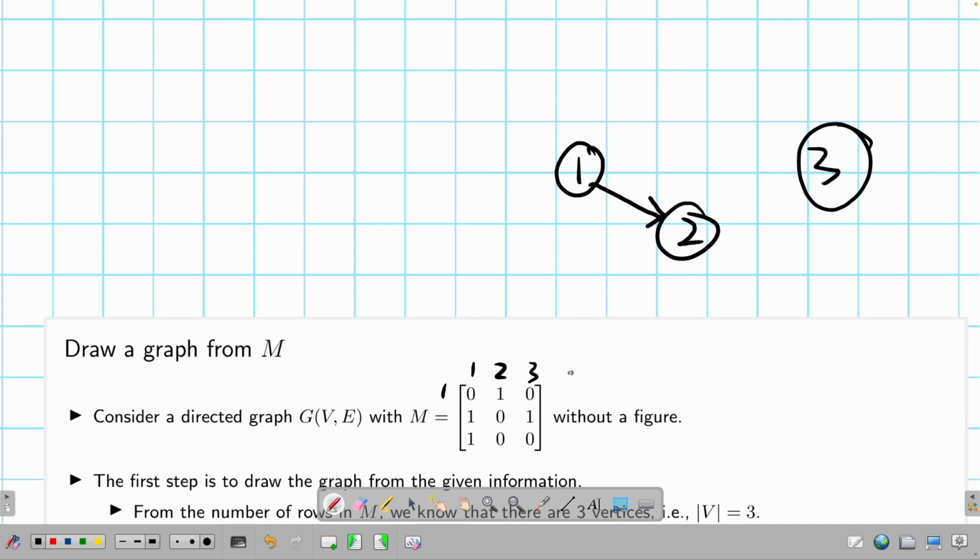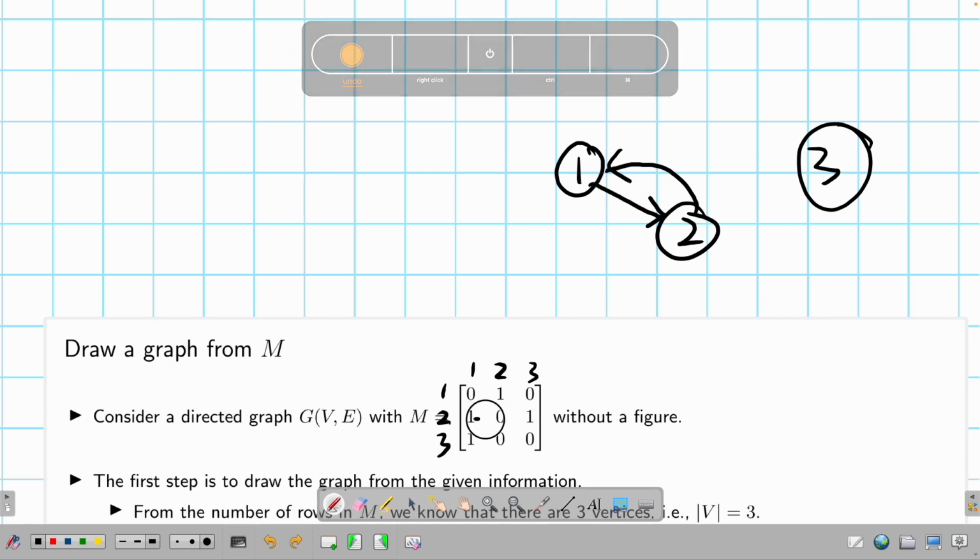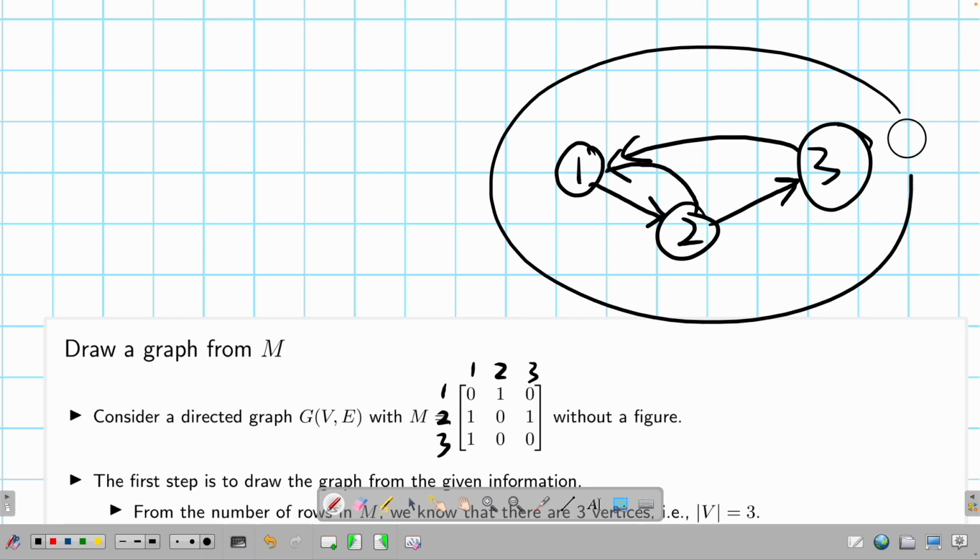So you draw this. And then what does it mean? This means 2 goes to 1. Okay, so 2 goes to 1. And then 2 goes to 2 is nothing. Okay, and then 2 goes to 3. So 2 goes to 3. And then 3 goes to 1. Okay, 3 goes to 1. And then nothing. So that's it. This is the graph. Okay.